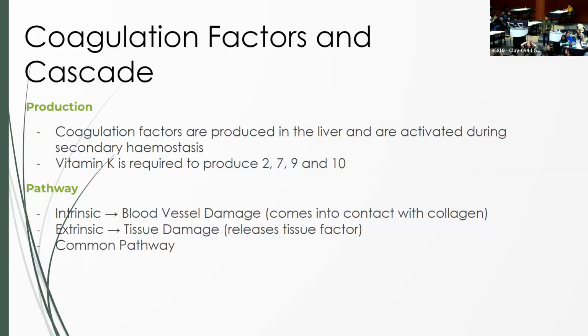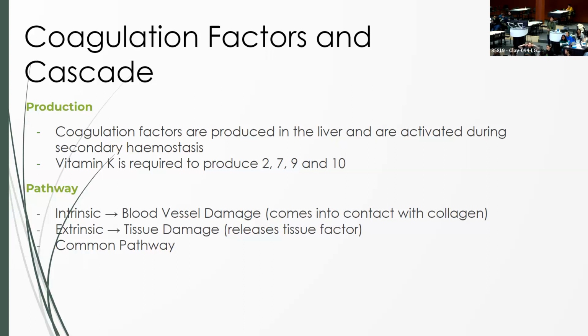Again, it's the two pathways. There's an intrinsic and extrinsic pathway. Intrinsic is more to do with blood vessel damage, and the second one is to do with tissue damage. But what was really confusing, I think, is that when you burst a blood vessel, obviously the blood vessel will be damaged and the tissue will be damaged, right? You can't really have blood vessel damage without it leaking to the tissue, just like you can't have tissue damage without bursting a couple of blood vessels.